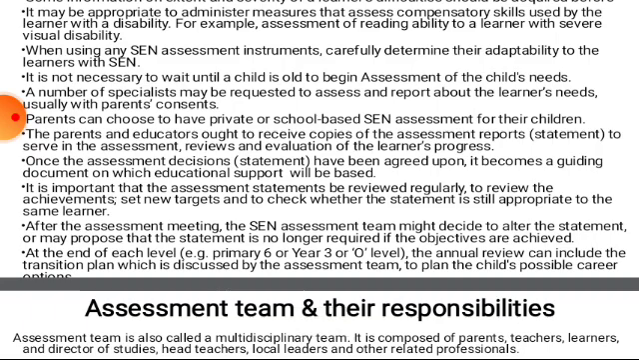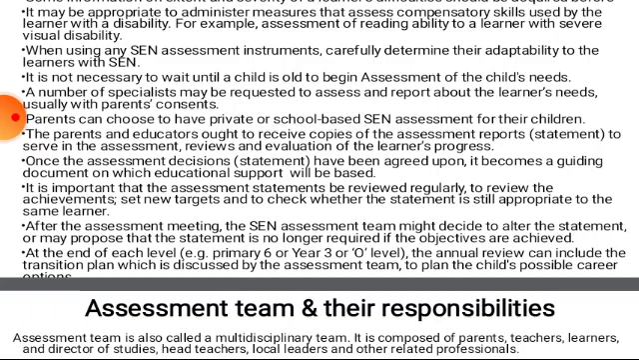Once the assessment decision has been agreed upon, it becomes a guiding document on which educational support will be based. It is important that the assessment statement be reviewed regularly to review the achievement, set new targets, and to check whether the statement is still appropriate to the same learner.